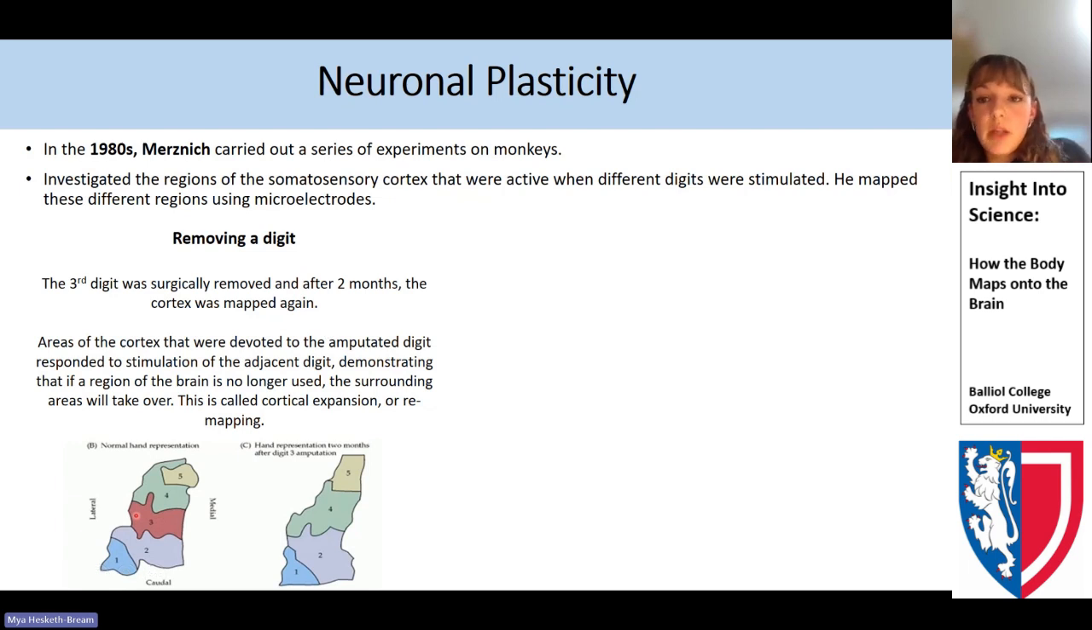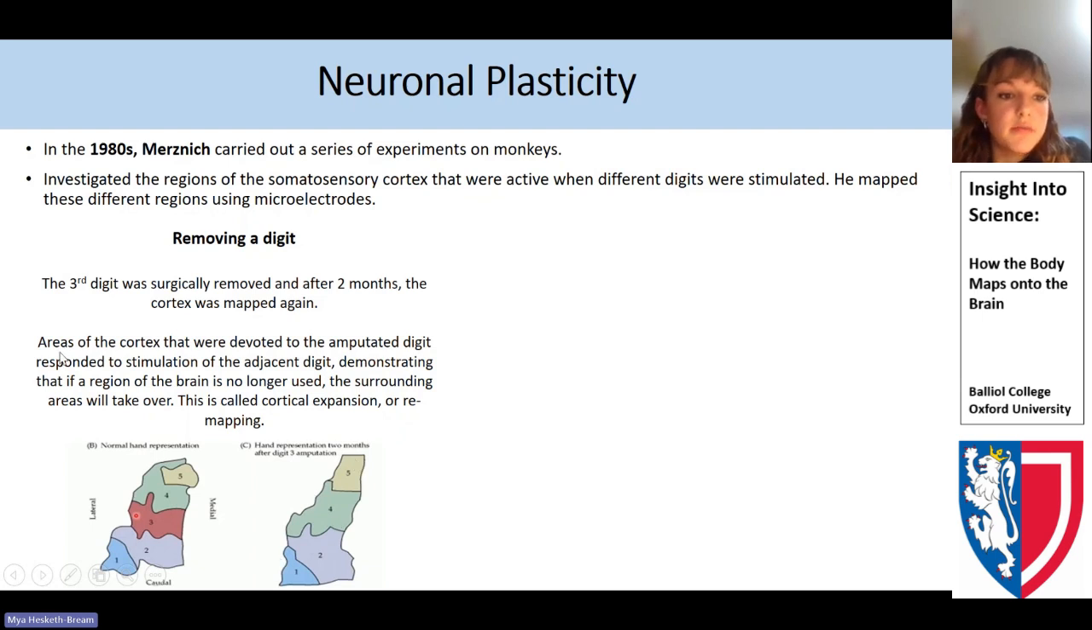So he put the electrodes back in, touched different parts of the skin, and saw which parts of the brain were active when he did that. So if we just look down here at the image, before he did this removing of the finger, you can see there are these different areas of the brain that are activated when you touch finger 1, finger 2, finger 3, 4, 5. And then he removed the digit and did this again.